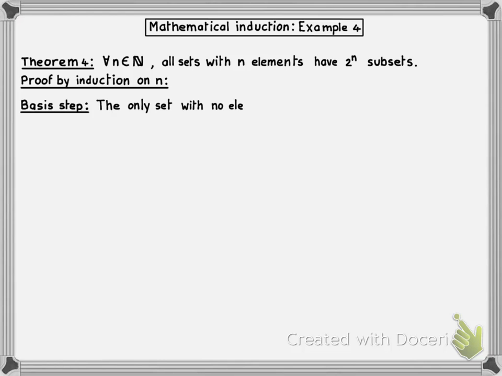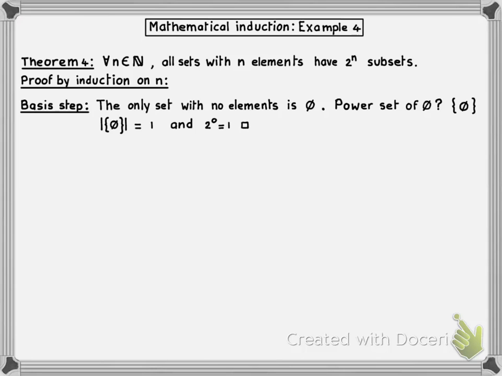So how many sets do we have with 0 elements? The answer is 1, that's the empty set. So what is the power set of the empty set? Well, the answer is the set containing the empty set. And what is the cardinality of that set? Well, the answer is 1. So now all we have to check is that 2 to the power 0 is also equal to 1, which of course it is. And therefore, we have proved that all sets with 0 elements each have 2 to the power 0 subsets. That's the conclusion of the basis step.